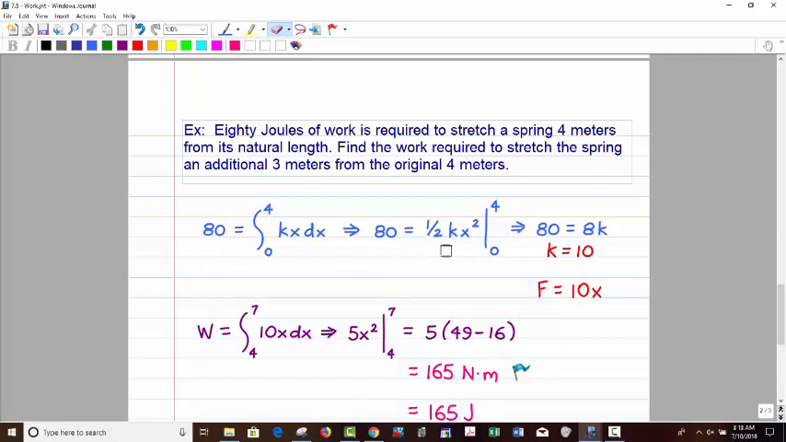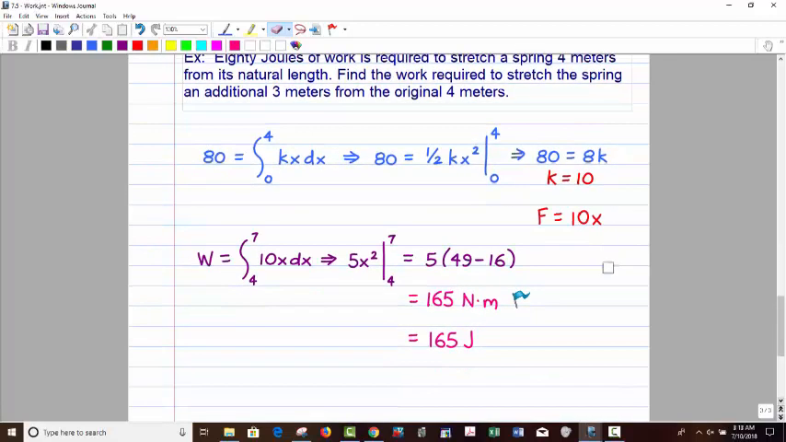So then, of course, you have 1/2 x squared. I left the 80 over here, so 1/2. I guess I didn't write it out, but I can just explain it. 4 squared is 16 minus 0 squared, so it makes it 16. 1/2 of 16 makes that 8. So that's where the 8K is coming from. So K equals 10. So that's just a different way to come up with that value for K. Force equals 10x, and that's our force function.